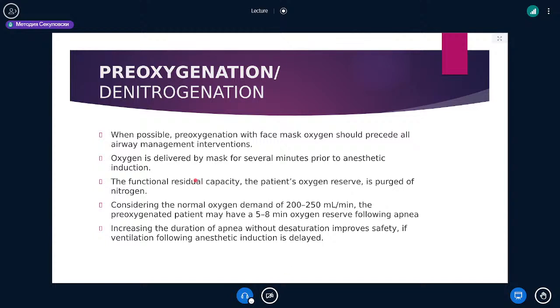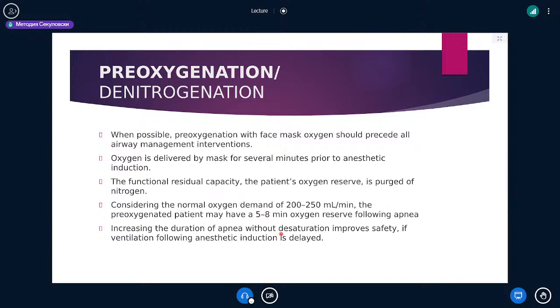Oxygen is delivered by mask for several minutes prior to anesthetic induction. The functional residual capacity, the patient's oxygen reserve, is replaced by oxygen instead of nitrogen, increasing the duration of apnea, given the normal oxygen demand of 200 to 250 milliliters per minute. The pre-oxygenated patient may have 5 to 8 minutes of oxygen reserve following apnea.